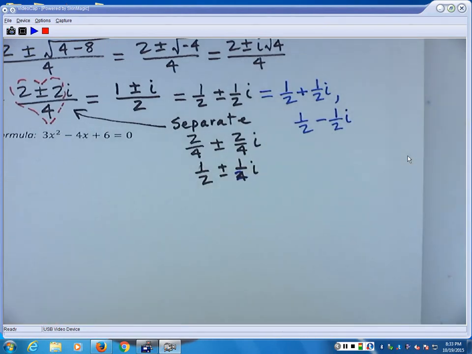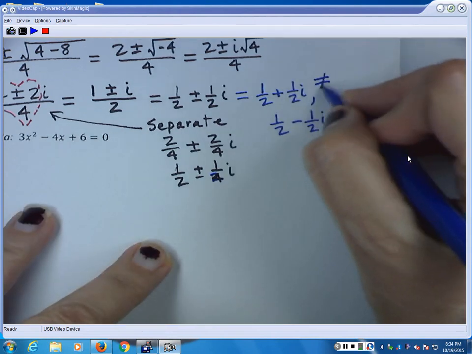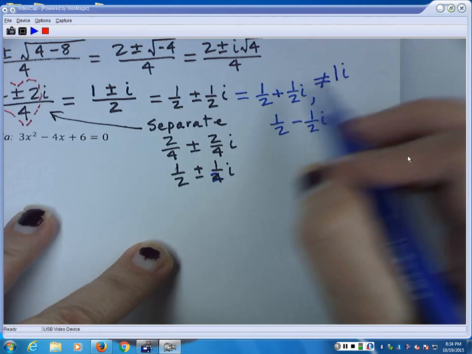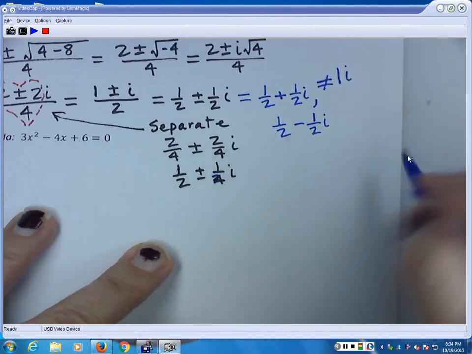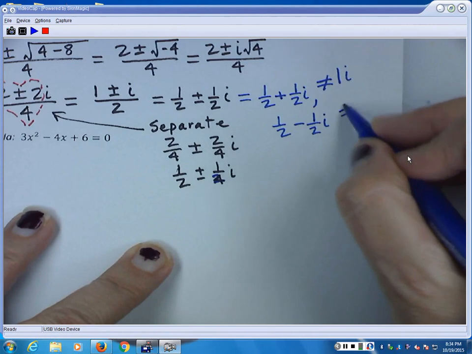Now, it's going to be really, really tempting to say, well, a half plus a half is 1, so that's just i. You can't do it because they're not like terms. Don't do it. This is not equal to 1i. You cannot, they're not like terms. And this is not equal to 0.